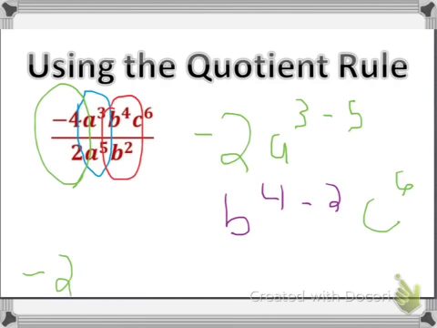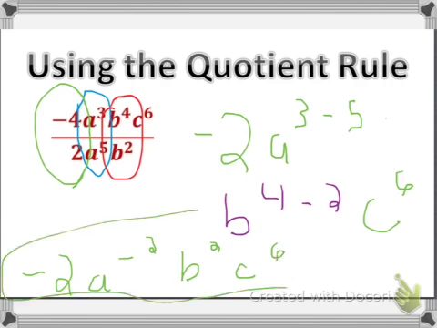So now when I simplify all this out, I'm going to get negative 2. And the only thing that I'm doing now is subtracting my exponents. A to the negative 2 power, b to the second power, and then c to the sixth power. And so this part right here is your final answer. And that final answer is negative 2 a to the negative 2 power, b to the second power, c to the sixth power.